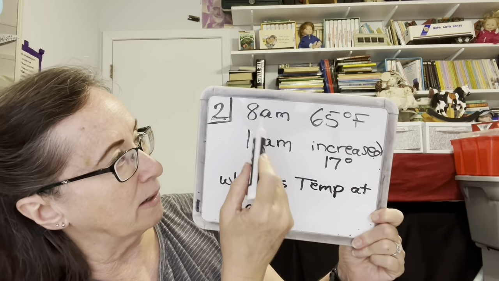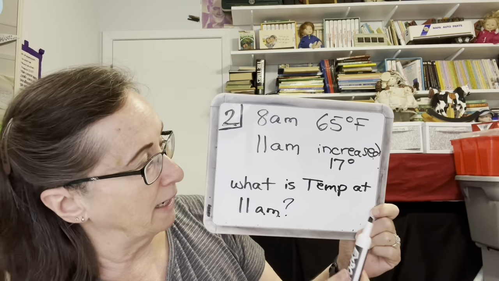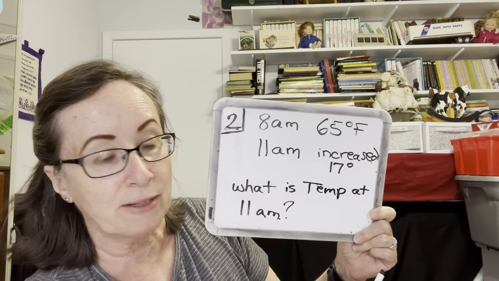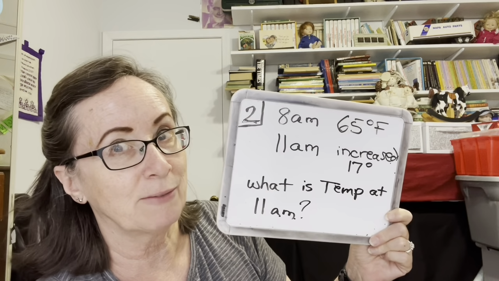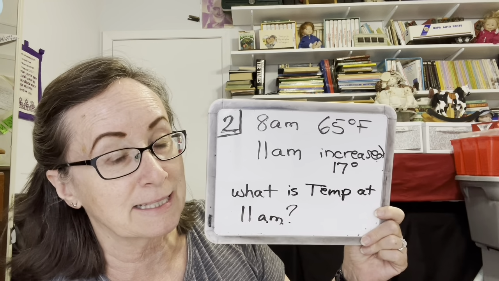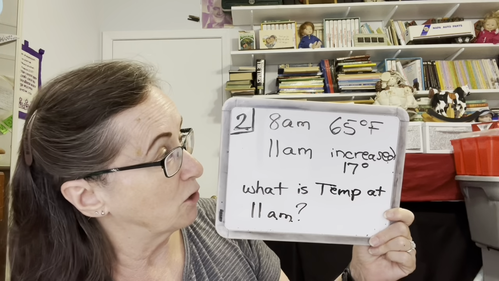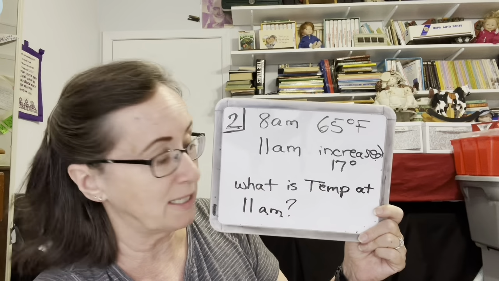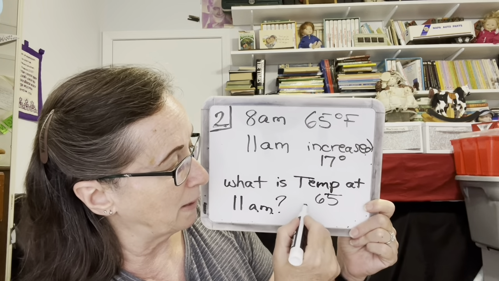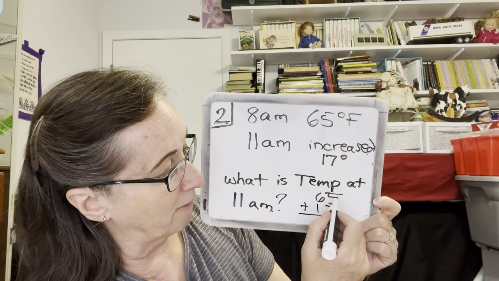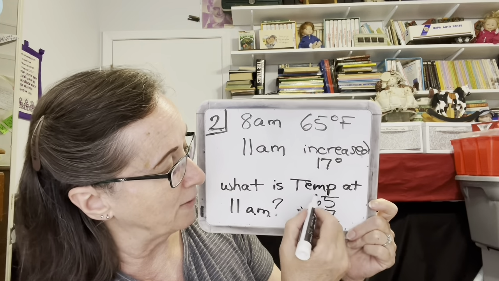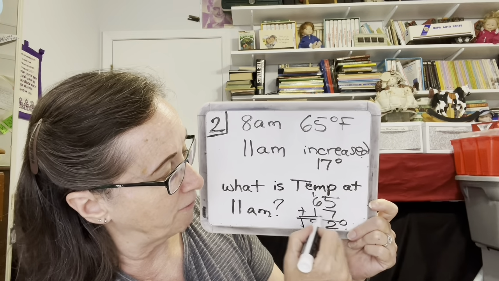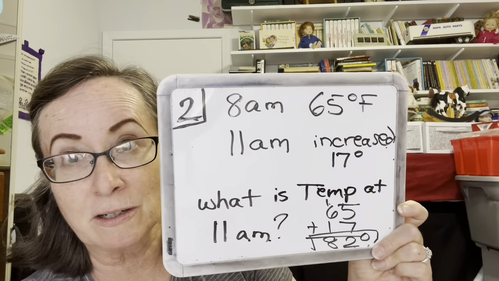Okay, so here, it was 65 degrees, and then it increases 17 degrees by the time we get to 11 a.m. What is the temperature at 11 a.m.? Okay, guys, this is not rocket science. What am I going to do? I'm going to start with 65, and I'm going to add the 17 degrees. 65 plus 17. Okay, 5 plus 7 is 12. And then 8. 82 degrees Fahrenheit is the temperature at 11 o'clock.